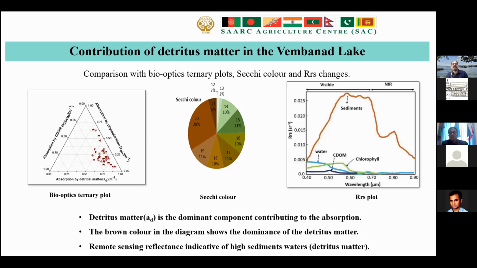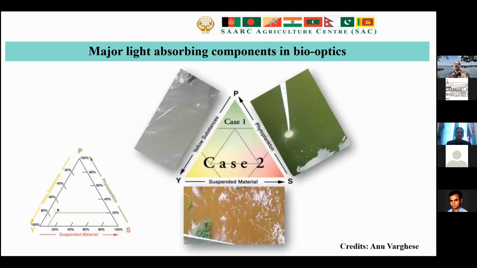So in this lake, detritus matter was the most dominant composition. That means the turbidity of the lake was mostly contributed by the detrital matter. That is why the lake is mostly brown in color in the places where we got that brownish color. And the remote sensing reflectance, the reflectance coming from the water, also indicates that it has high sediments or detrital matter. So there are different light absorbing components present in the water. The color of the water approximately indicates the type or quality of the water also.